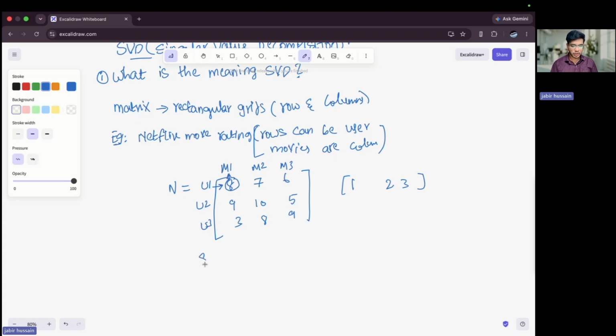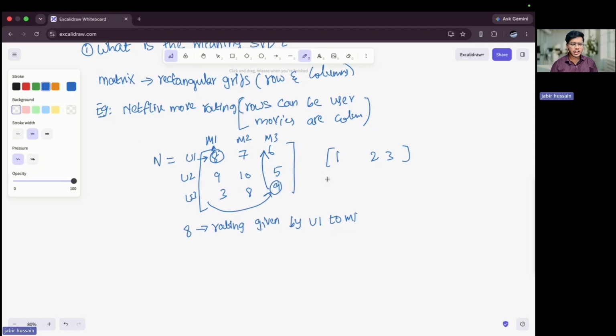If I talk about 8, 8 is the rating given by user 1 to movie 1, right? And 9 is the rating given by user 3 for movie 3. So here each cell is representing the rating, columns are representing movies, and rows are representing individual users. Okay, got it. So this is the meaning of a matrix.